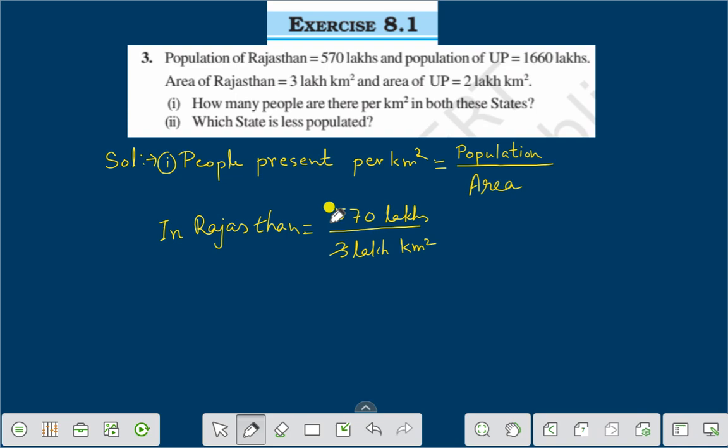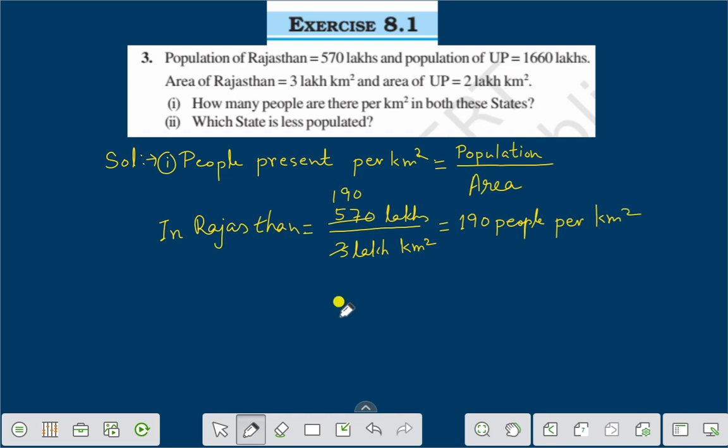If we divide this, 3 1s are 3, 3 9s are 27, 0. That means we are getting 190 people per square kilometer.